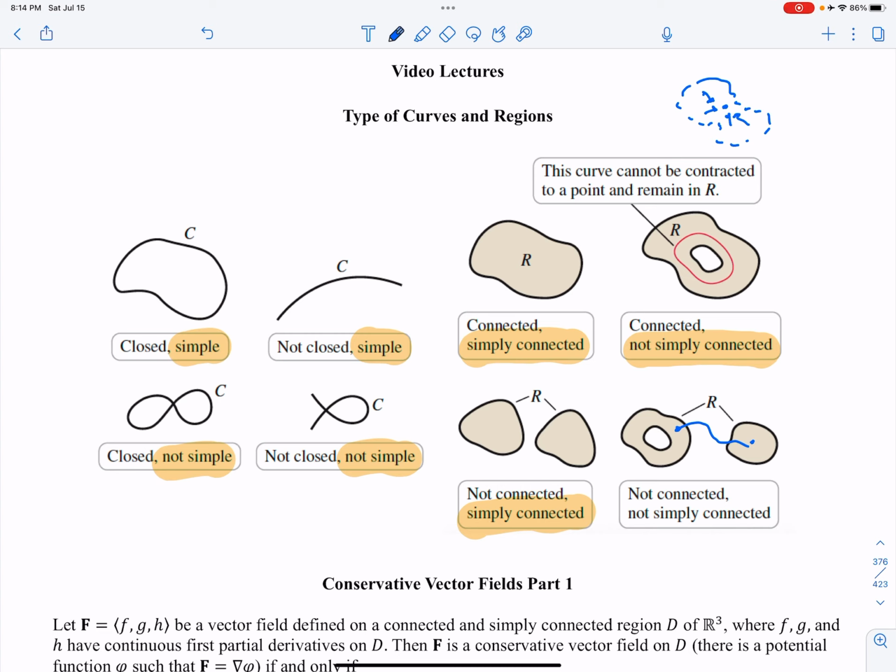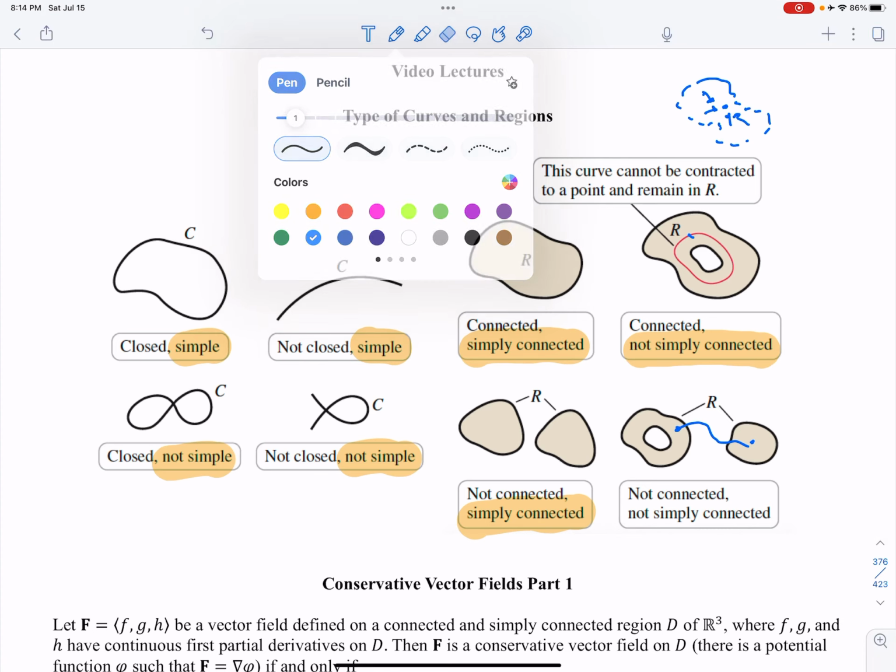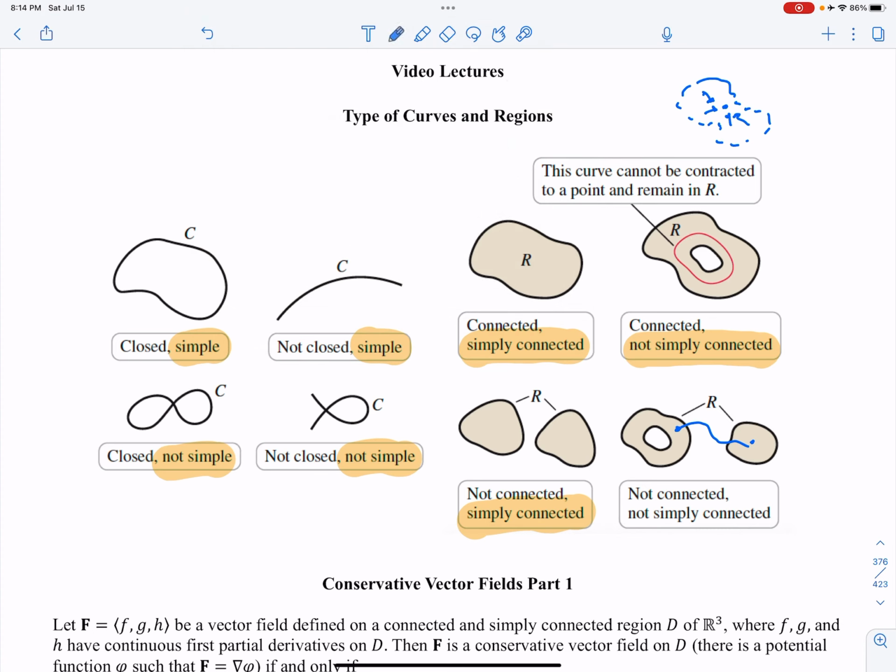So as you notice, if we were to try to contract these, let me grab a smaller writing utensil here. If I were contracting, this red line would be coming in, right, at all points, and you can see that it would be stuck around this boundary in R. It wouldn't be able to stay inside of R. So that's what simply connected means.